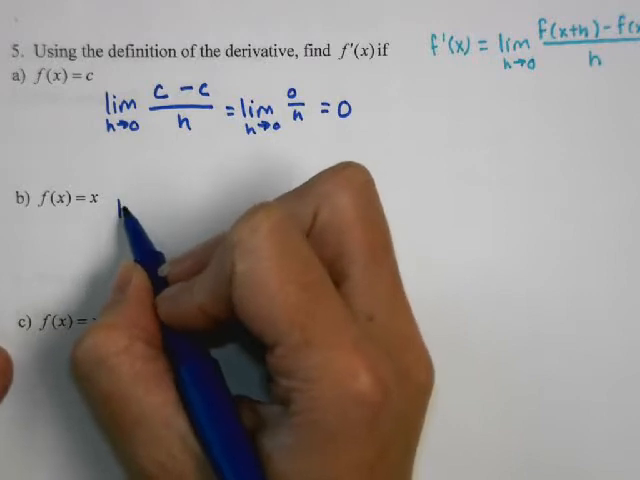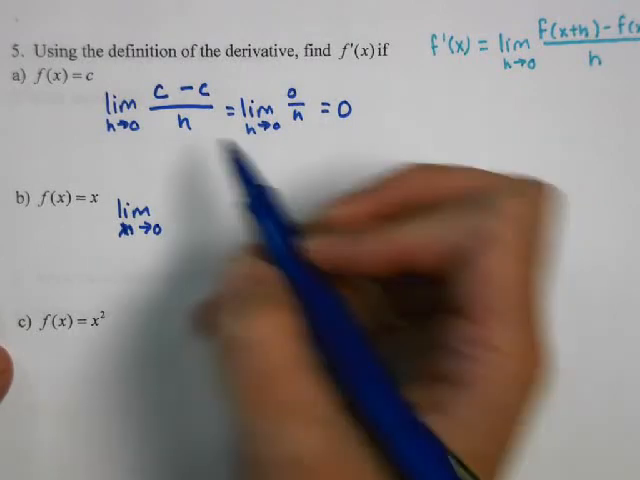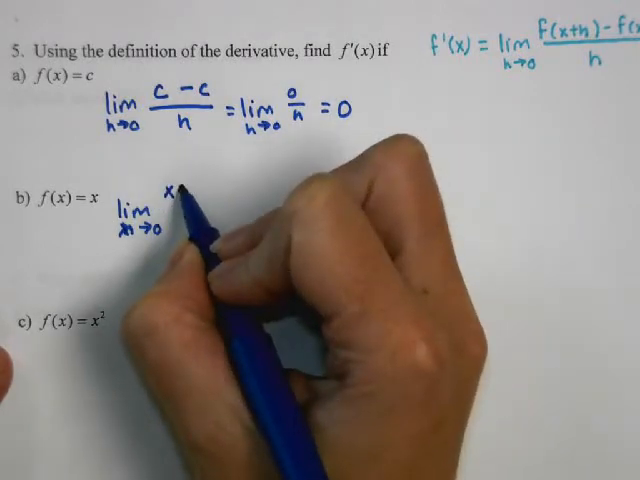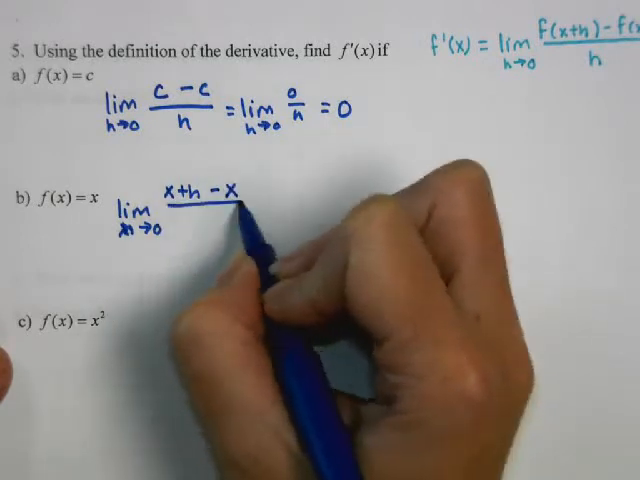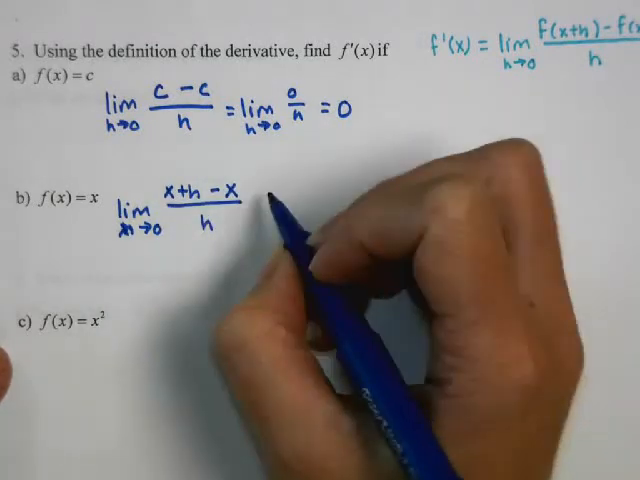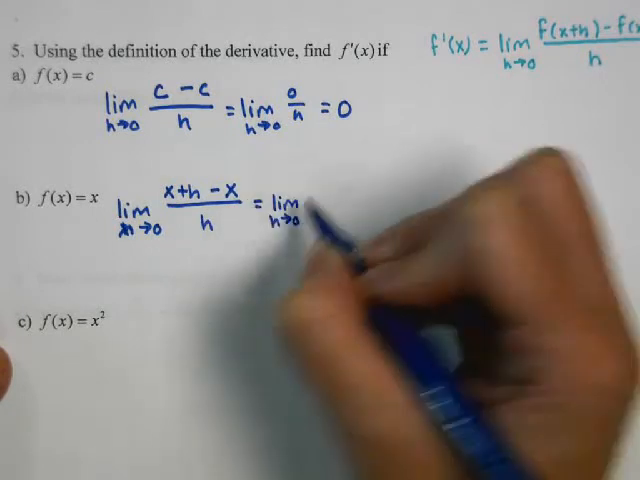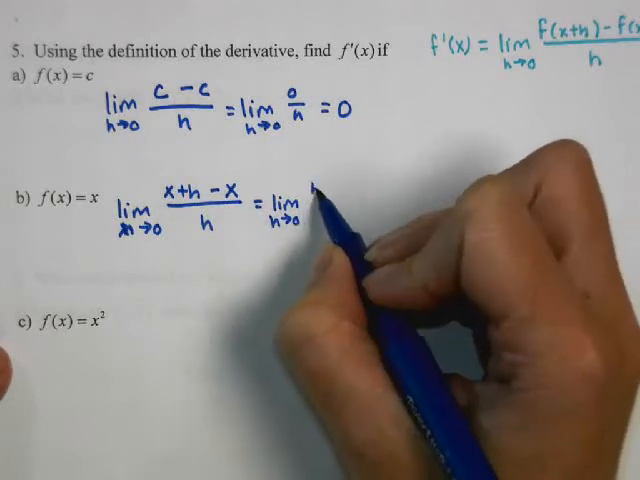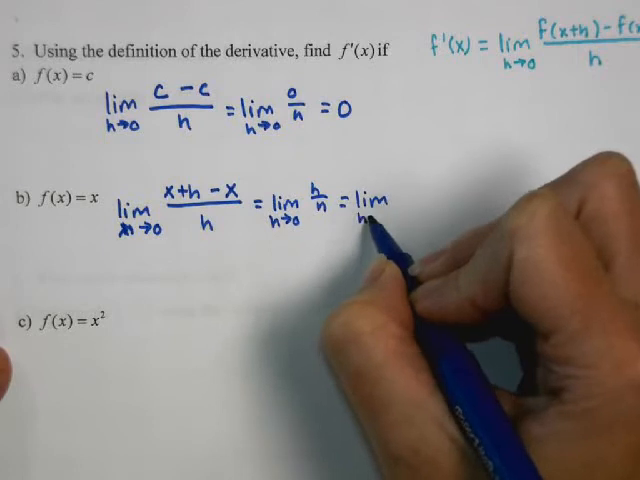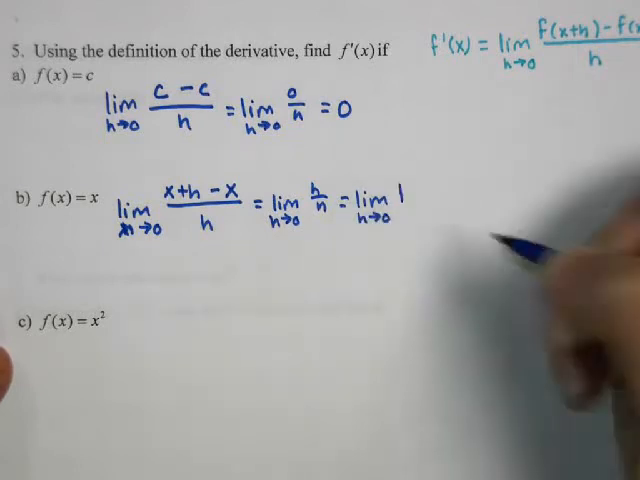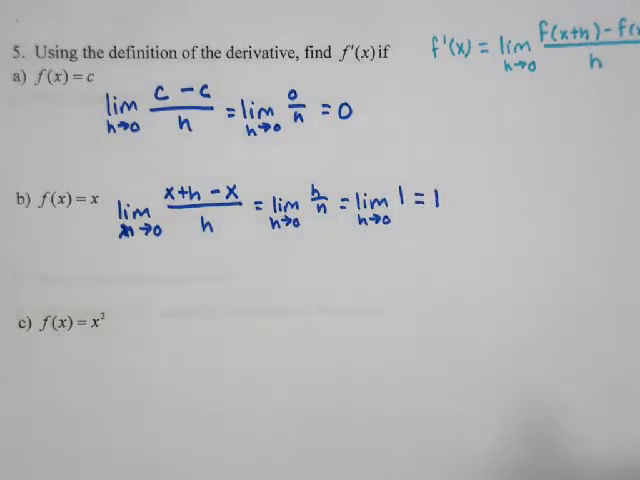For x, the limit as h goes to 0 of f of x plus h. So that's just going to be x plus h minus f of x, which is x, over h. So x minus x is 0, so we have h over h, which is just 1. And the limit as h goes to 0 of 1 is 1.